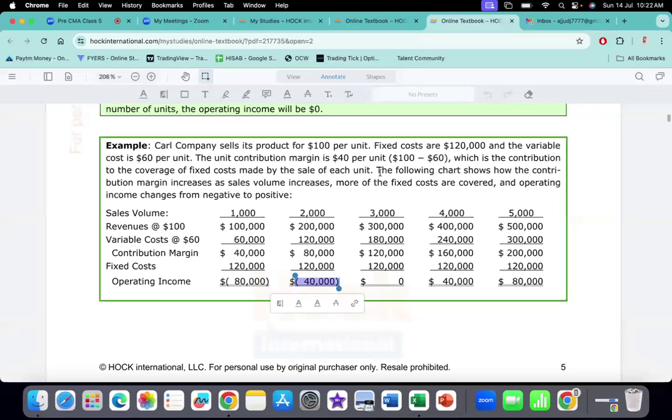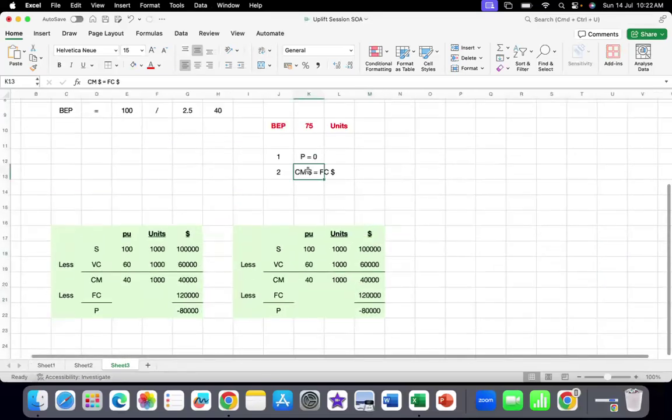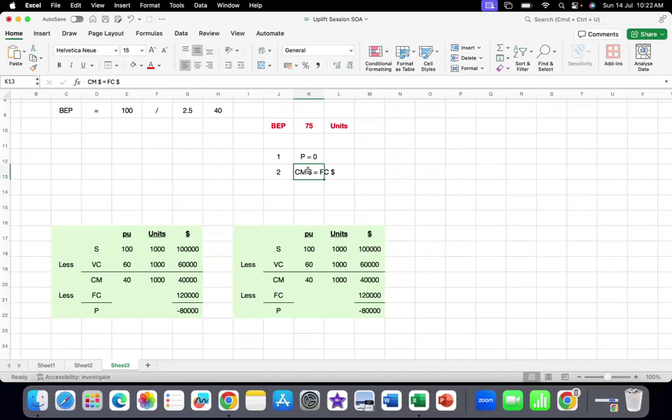So what it says is the following chart shows how the contribution margin increases as sales volume increases, more of the fixed costs are covered. So what do you mean by more of the fixed costs are covered? As soon as the whole fixed cost is covered, contribution margin should equal your fixed cost.